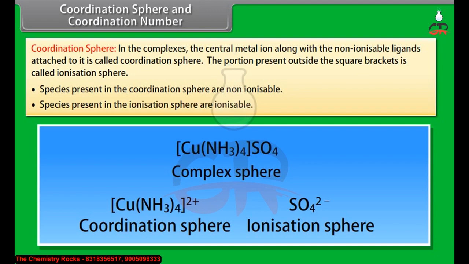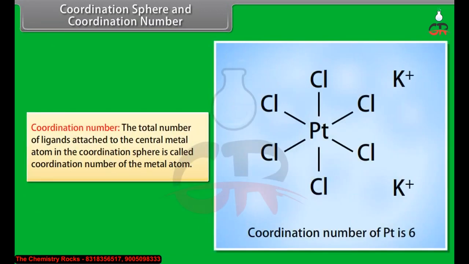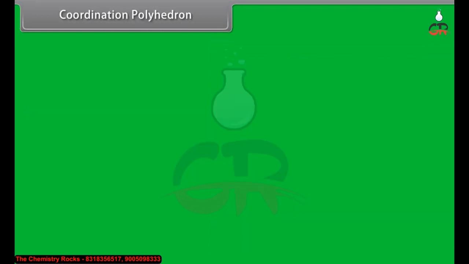Species present in the ionization sphere are ionizable. Coordination number: the total number of ligands attached to the central metal atom in the coordination sphere is called the coordination number of the metal atom.